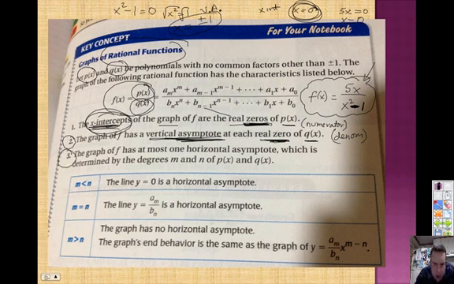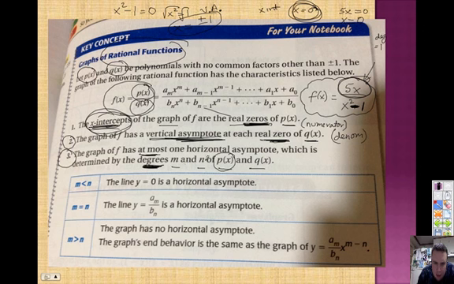Lastly, number 3, this graph has at most 1 horizontal asymptote. It could have as many vertical asymptotes as there are zeros, but there's at most 1 horizontal asymptote, which is determined by the degrees, m and n, of p of x and q of x. So what this really means is this. Find the degree of the numerator. Up here, what's the degree of this numerator? The highest degree is x to the first, so the degree of the numerator is 1.